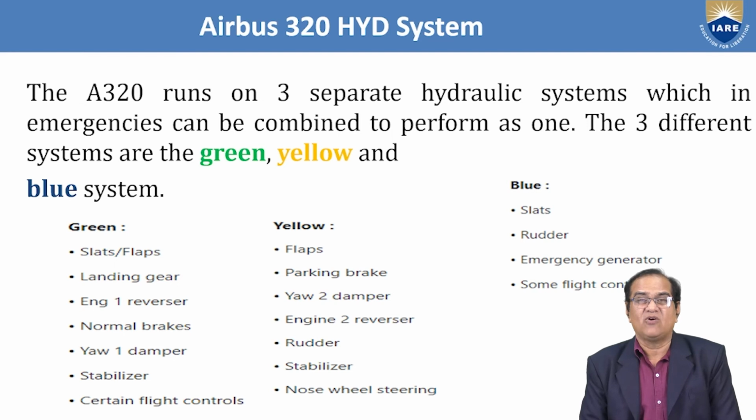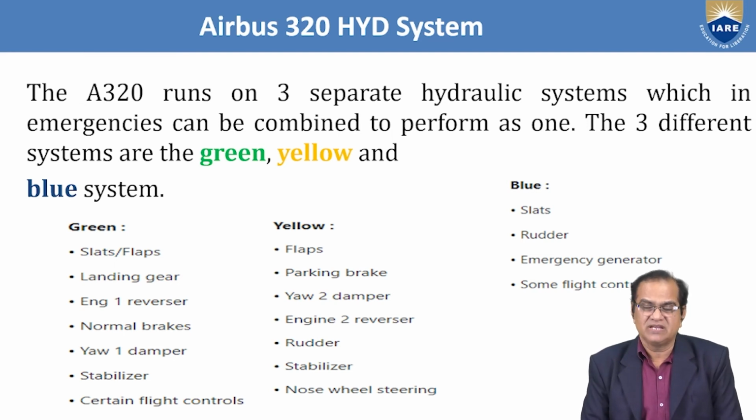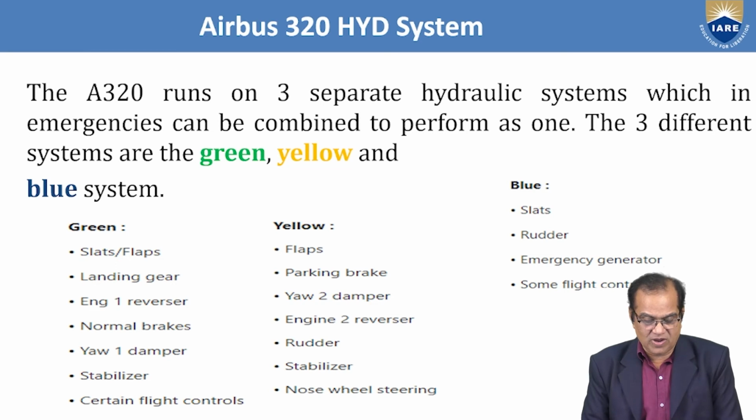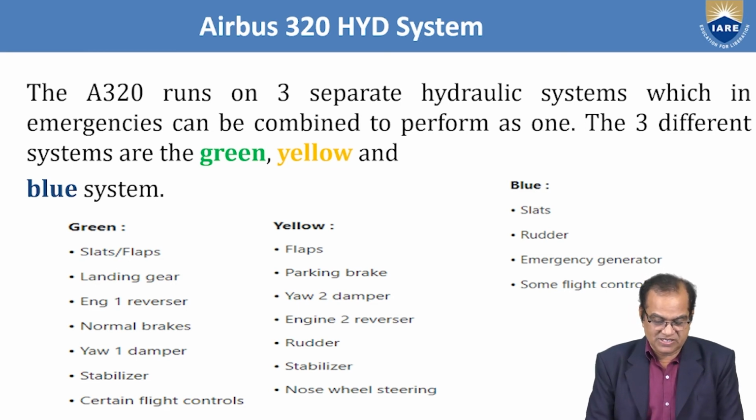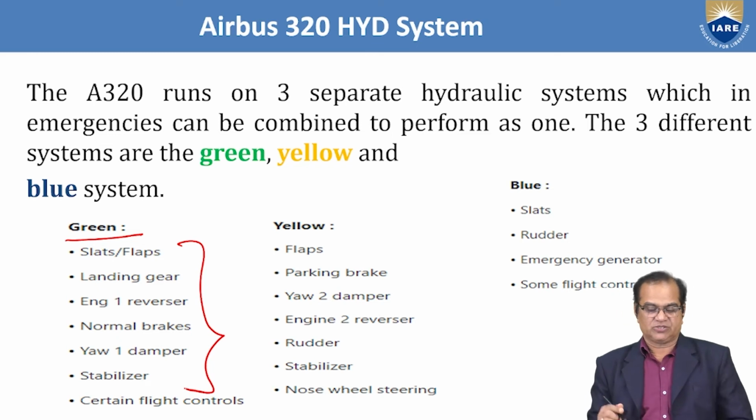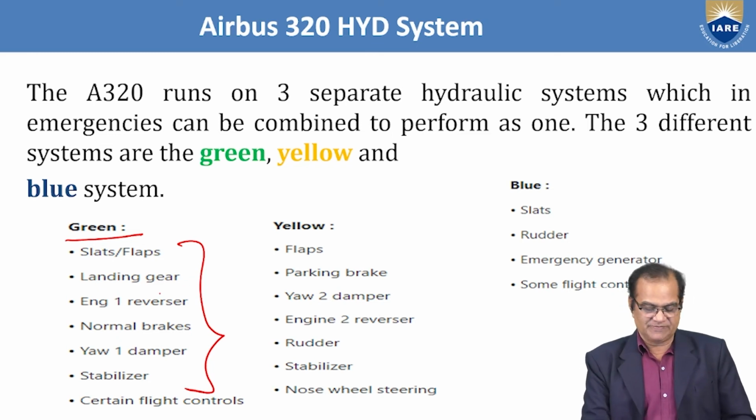So what are the components which are operated by the green hydraulic system? Slats and flaps, landing gear, engine 1 reverser, normal brakes, yaw 1 damper, stabilizer, and certain flight controls. So these are operated by the green. These are all the components: the slats, flaps, landing gears, engine 1 reverser, normal brakes, yaw 1 damper, stabilizer, and certain flight controls.